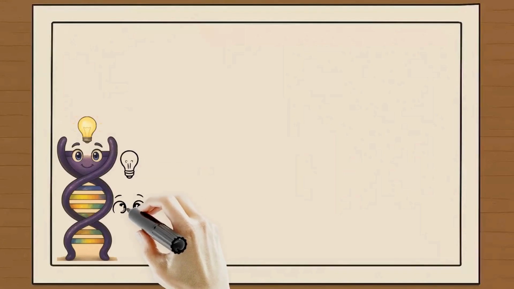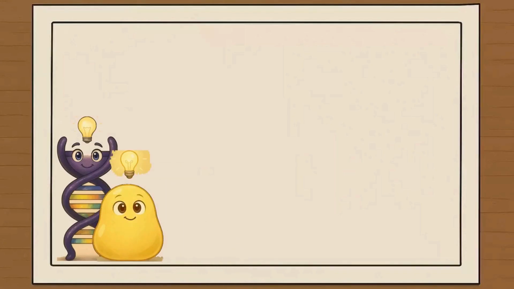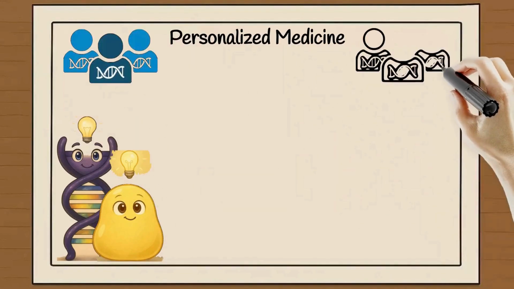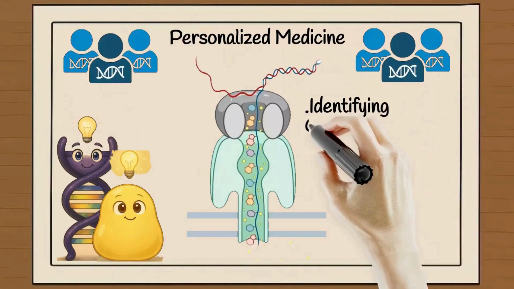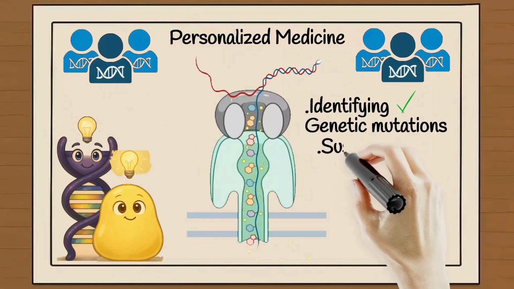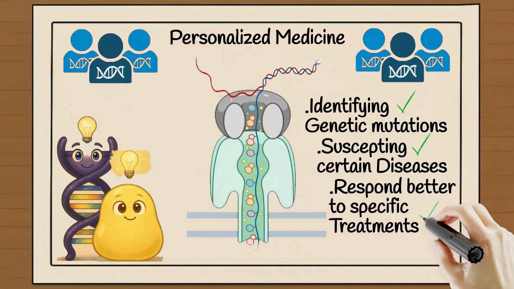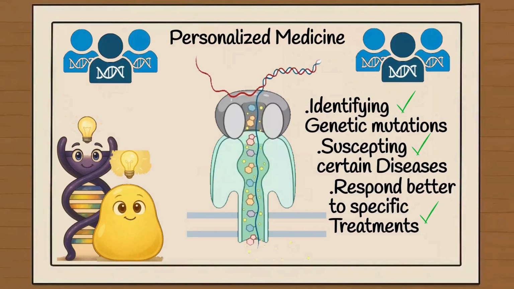The applications of DNA sequencing are truly transformative for human health. Personalized medicine. Sequencing can identify genetic mutations that make a person more susceptible to certain diseases or that respond better to specific treatments, especially in cancer. This allows doctors to create targeted therapies that are more effective and have fewer side effects.